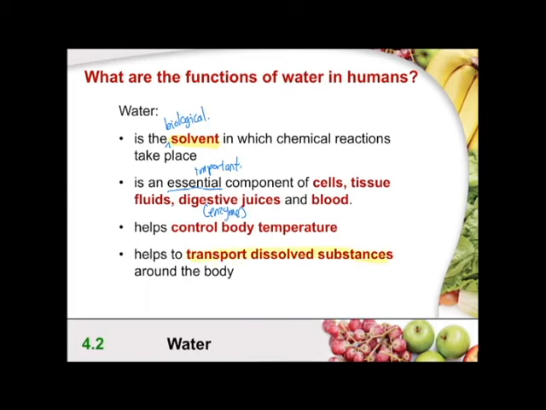Next is to help to transport dissolved substances. So let's say your cells in the leg create some nutrients. You would want to then transport them maybe to the brain for some use of the nutrients, or maybe the food you eat is being absorbed in your small intestine, and then you want to bring these absorbed nutrients to all parts of the body. You will need water. Why water? Because water is very fluid.